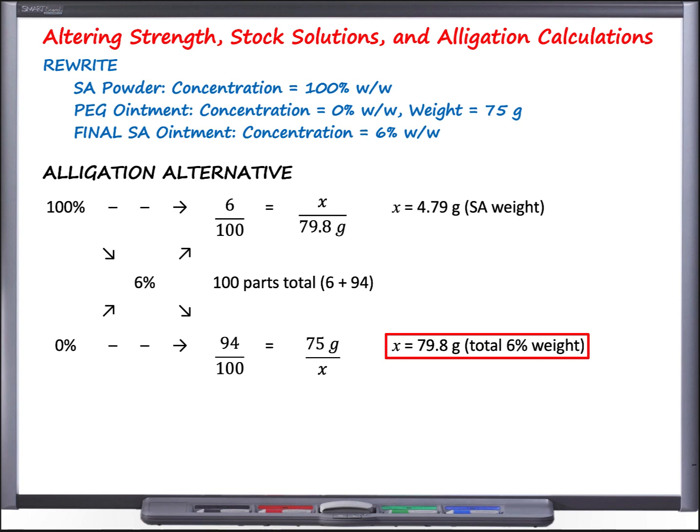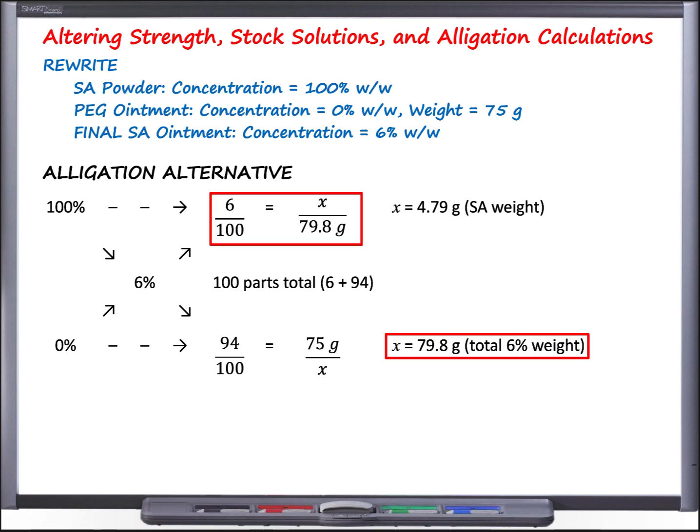And that is the weight of our final ointment, which we now know is set up to contain 6% salicylic acid. Now, intuitively here, you could simply say, well, if our total weight is 79.8 and we started with 75 grams, I could just subtract that. And if you subtract that, you would get your 4.79 grams. But let's continue to use this alligation method here to actually solve for the amount of salicylic acid.